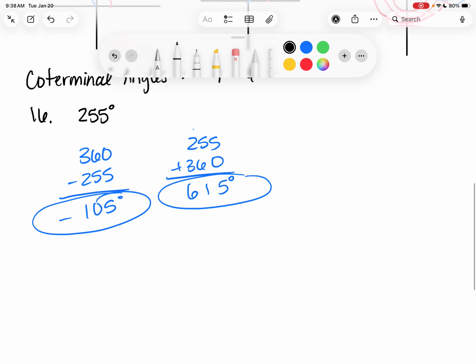So that's all for them? Yep. Oh, that part's easy. Co-terminal is probably going to be your favorite thing because it's just adding and subtracting 360 or 2 pi.